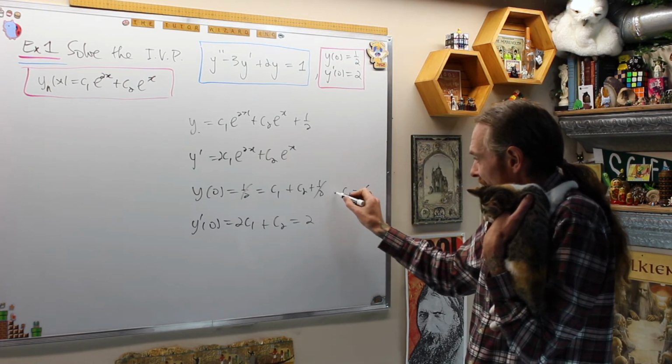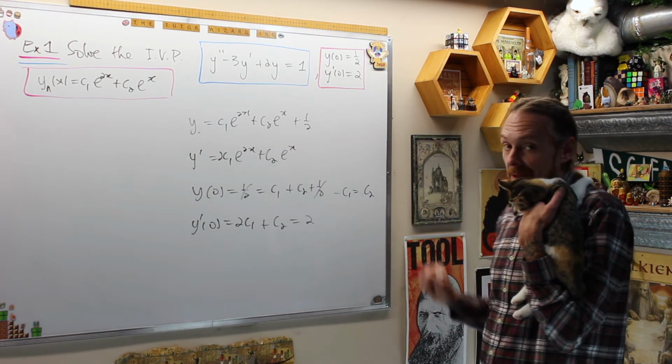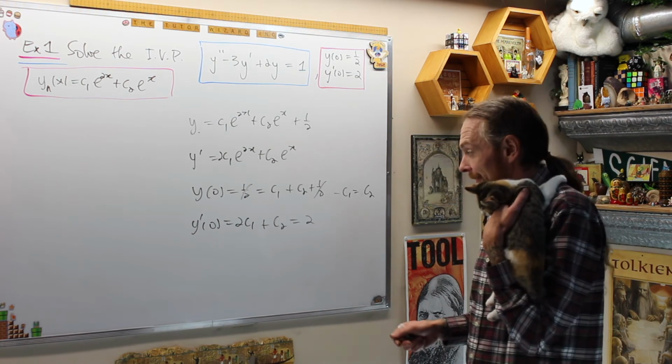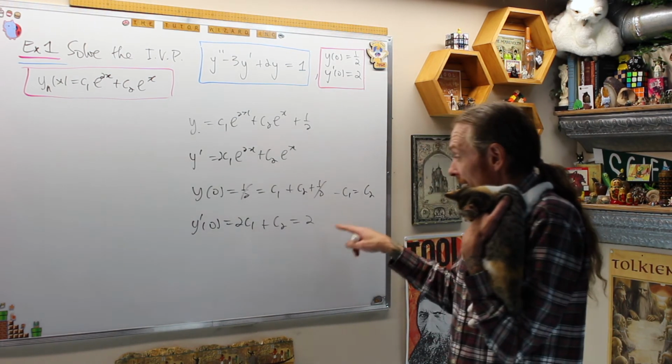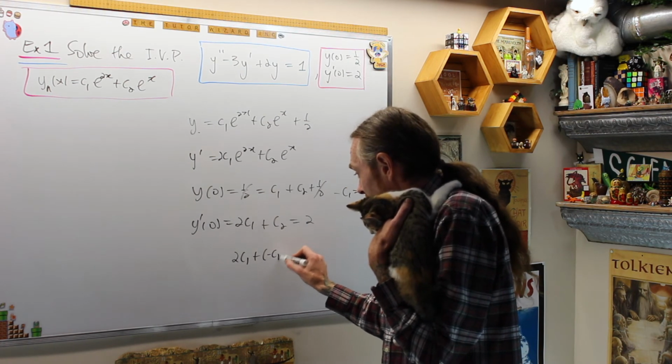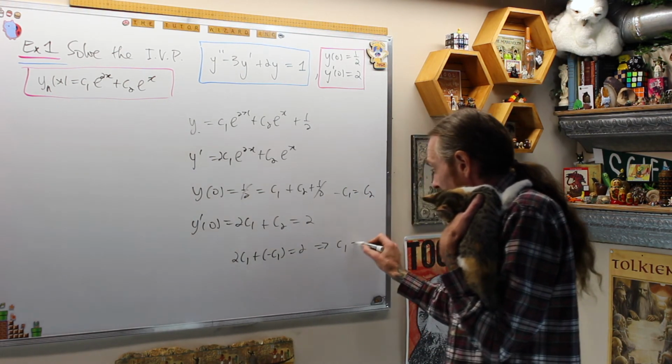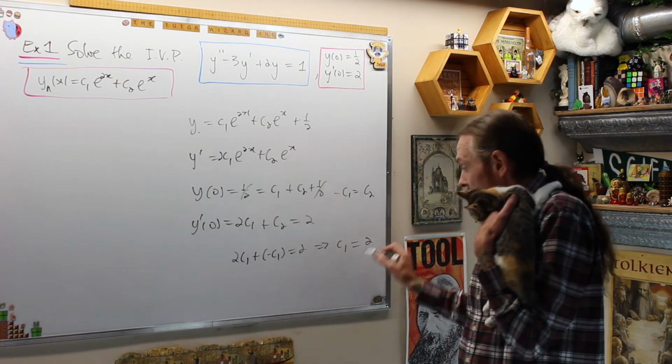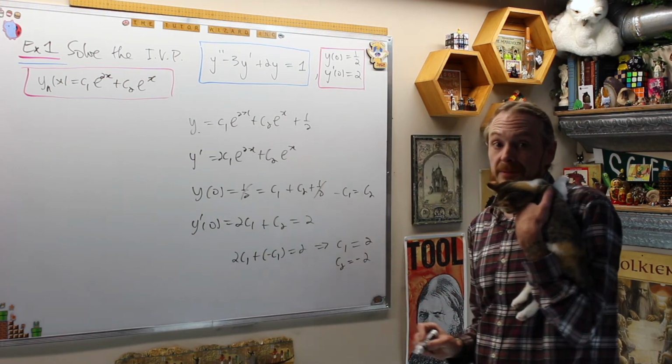We'll flip the roles. c2 is negative c1. Oh, I multiply both sides by negative. Two negatives cancel and annihilate each other. That tells me that I can put c2 as negative c1, so that says 2c1 plus negative c1 equals 2, or c1 is 2 and c2 this time is negative 2.